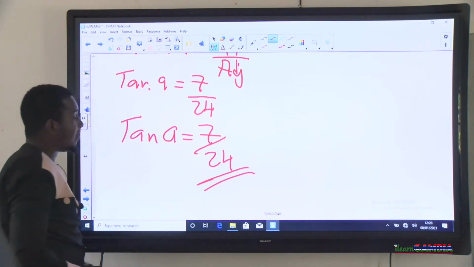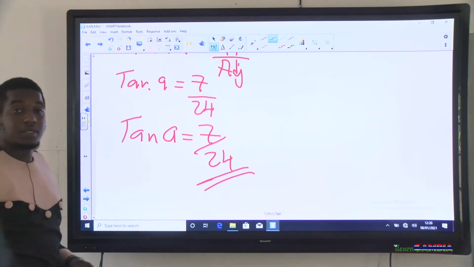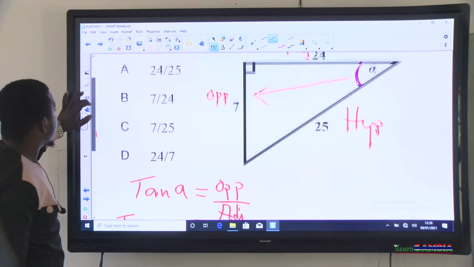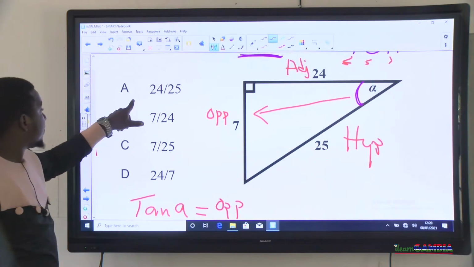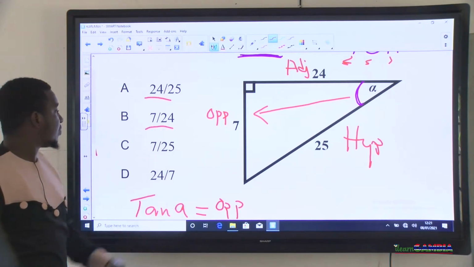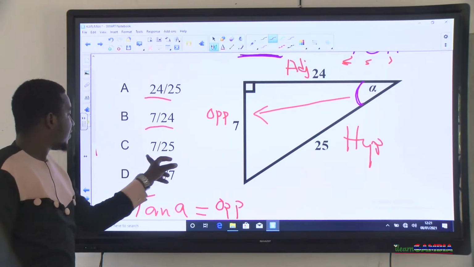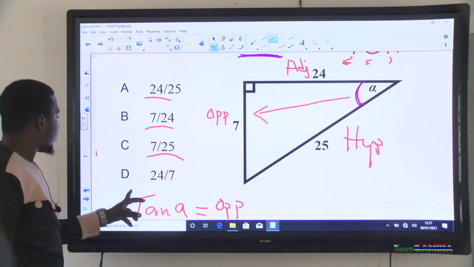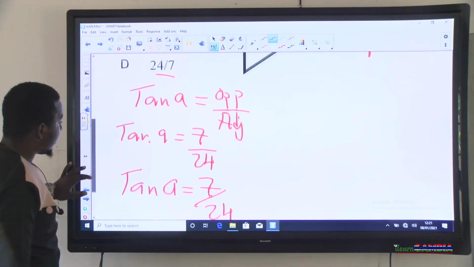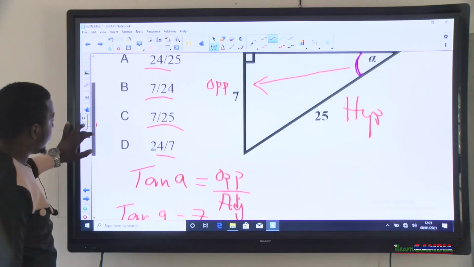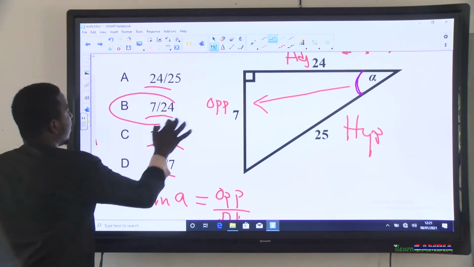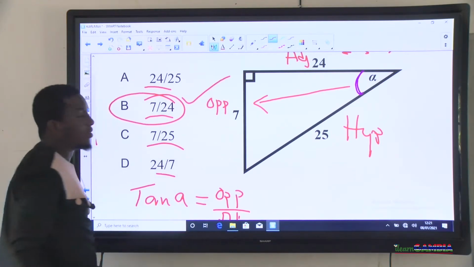Now remember, we are given some options. Let's look at the options and see what is going to be the answer for tan A. The first option is 24 over 25. The second option is 7 over 24. The third option is 7 over 25. And the fourth option is 24 over 7. Our answer here is 7 over 24, which gives us option B as the correct answer.